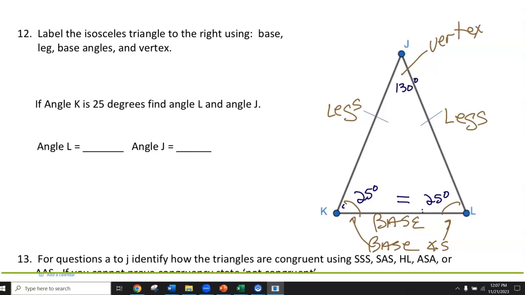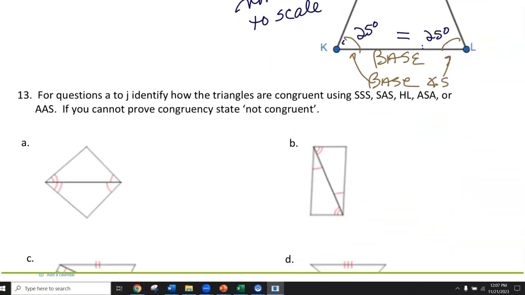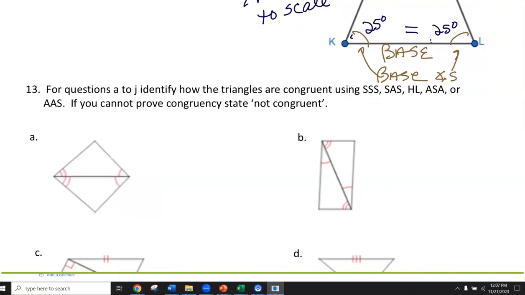Now, I know it doesn't look that way. Don't go by looks. Go by the math. Okay, so 25 and 25 is 50. And 50 from 180 is 130. So angle J is 130 degrees. And angle L is 25 degrees. And I would say that that triangle is not drawn to scale. And that's totally fine. Our math still works. Okay, so now we're going to do congruency statements.